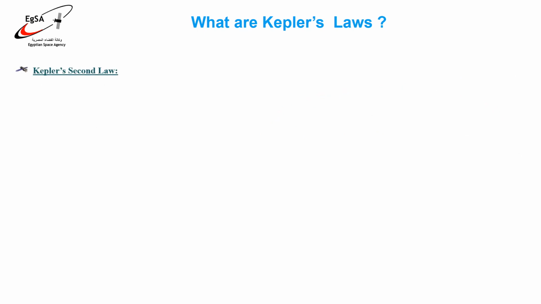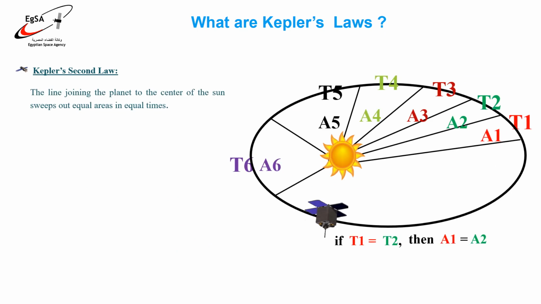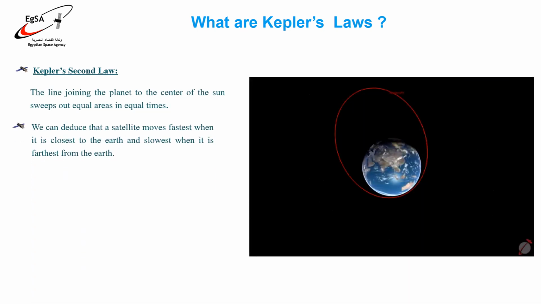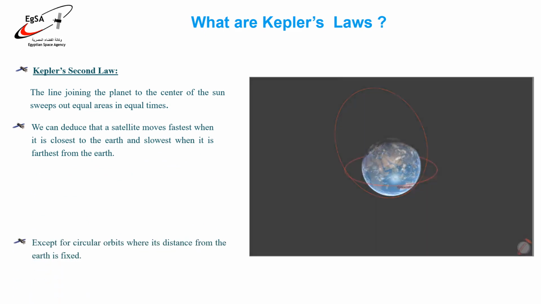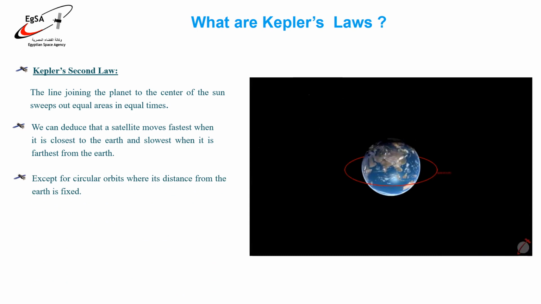Kepler's second law, law of equal areas. The line joining the planet to the center of the Sun sweeps out equal areas in equal times. We can deduce that a satellite moves fastest when it is closest to the Earth and slowest when it is farthest from the Earth, except for circular orbits where its distance from the Earth is fixed.